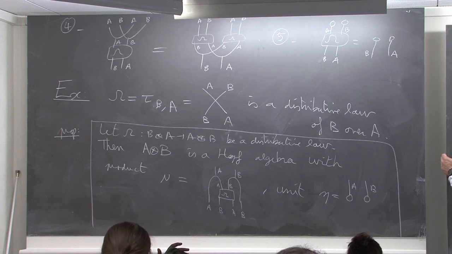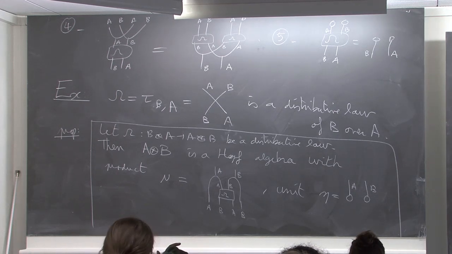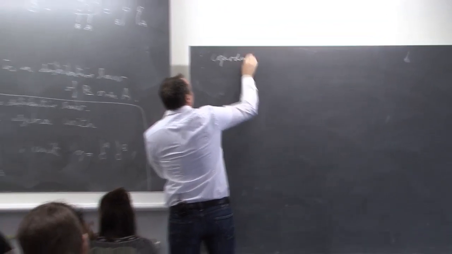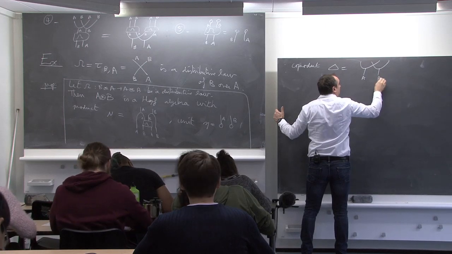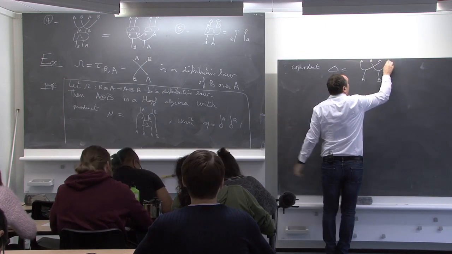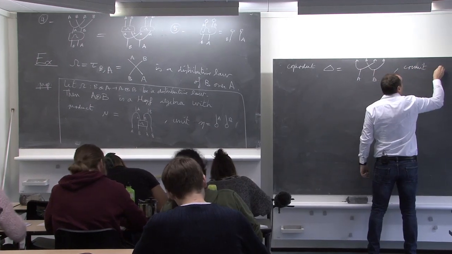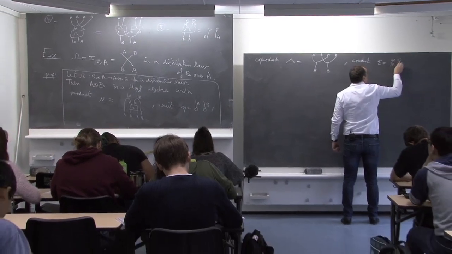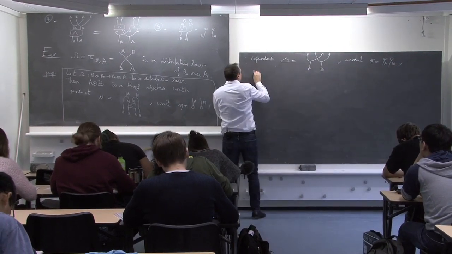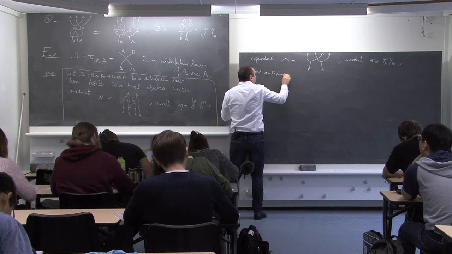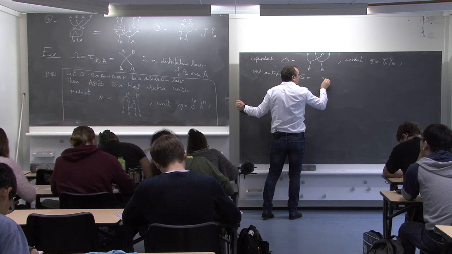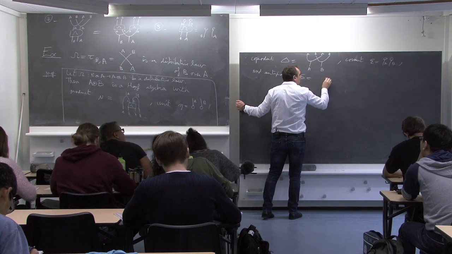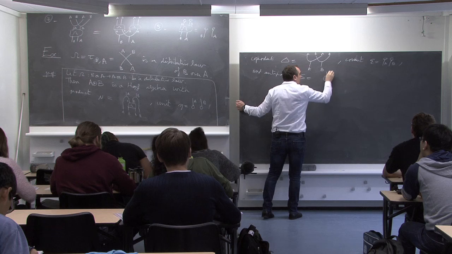So what is the coproduct? The coproduct is just the usual coproduct of A, B. The counit is the product of the counit, AB, and the antipode is S of A. I did not write the plus. I will explain the notation later.